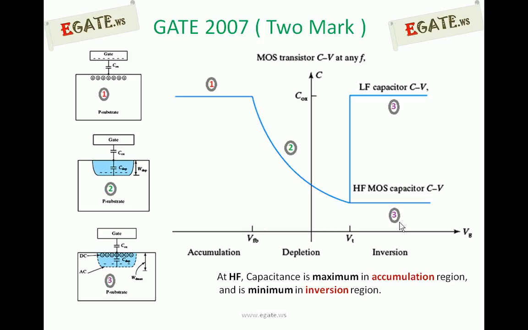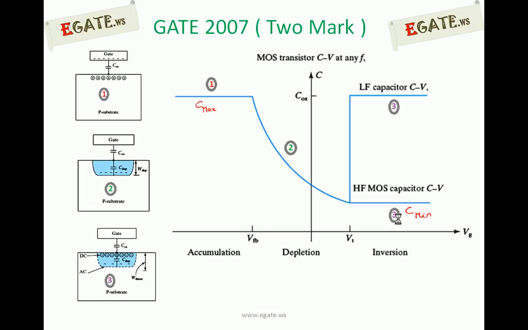Since in our question the diagram is given for the high frequency, we are concentrating on high frequency. So we are indicating it as C maximum and C minimum. C maximum occurs in accumulation, C minimum occurs in inversion. At high frequencies, C maximum is nothing but COX, which occurs in accumulation.